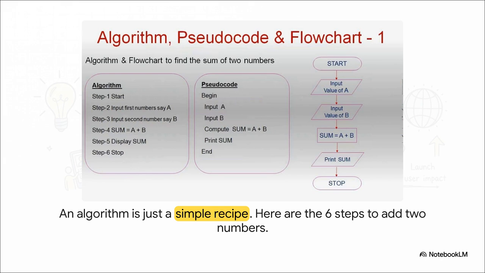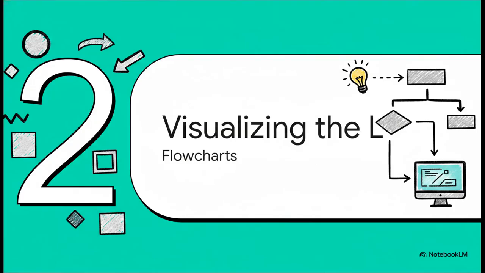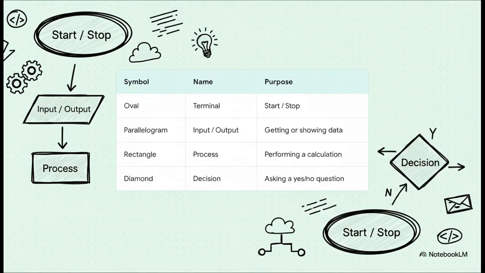This is the foundation. But you know, reading a list of steps is one thing. What if you could actually see the logic, see how it all connects and flows? Well, that's exactly what flowcharts are for. They take our step-by-step plan and turn it into a visual map. Flowcharts have their own visual language made up of standard symbols, so everyone's on the same page.